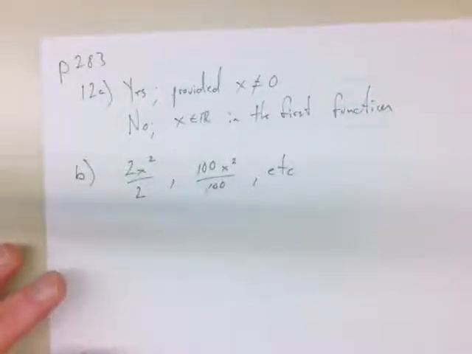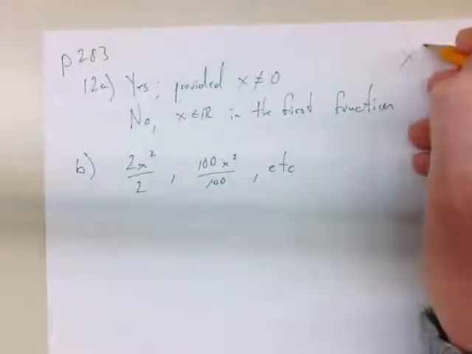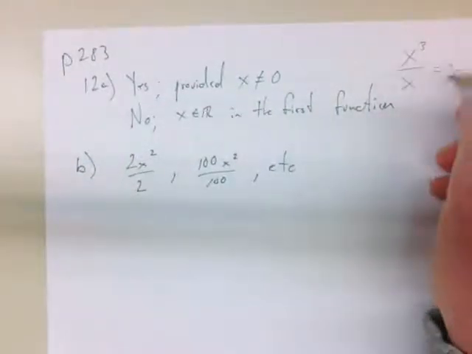Last question. Page 283, 12a and b. I was asked for, is that right? Or just 12. It says, when asked to write f of x equals x squared as the quotient of two functions, a student wrote x cubed over x. Is this correct? So student wrote x cubed over x equals x squared.